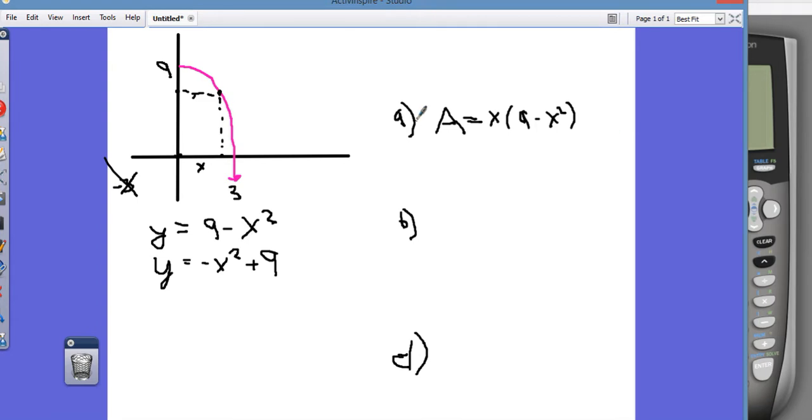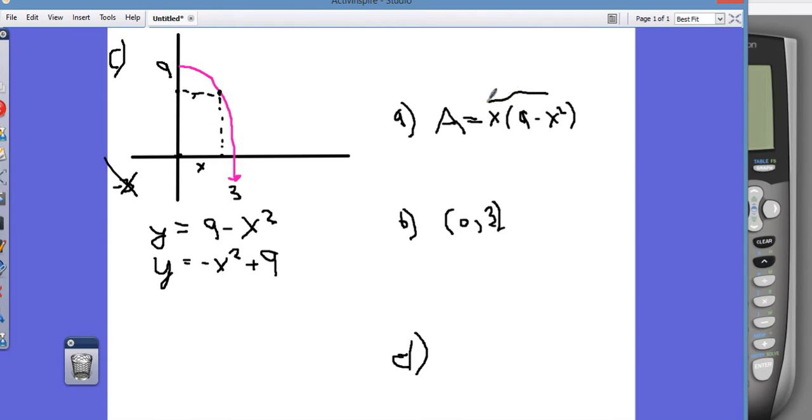What's it ask for next? Domain. Domain is just what are the allowable values? Well, the domain is going to be from 0 to 3. Now, can it include 3? Well, no, then y would be 0 and you wouldn't have a rectangle. So we're going to make that a soft bracket. On C, they're asking you to graph it, so you want to give a graph of what it looks like. And D, they're asking what's the largest area?